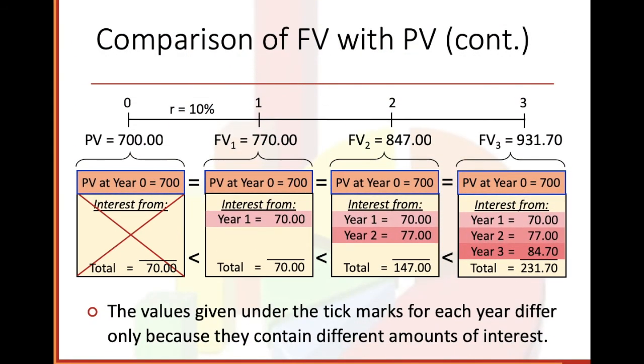Again, comparisons of future value with present value. So here we go. Our interest is 10%. Present value of 700, there's no interest. Our future value is 770 in year 1. Year 2 is 847. Year 3 is going to be 931.70, because you're gaining interest from year to year. Interest on 770 gives us this. Interest on 847 at 10% gives us this value. The values given under the tick marks for each year differ only because they contain different amounts of interest.